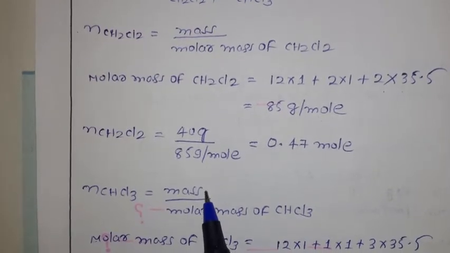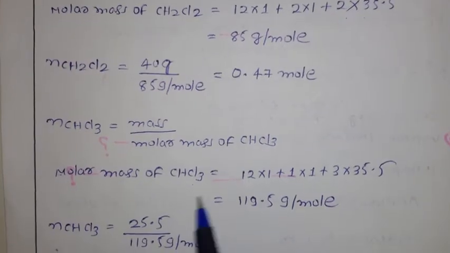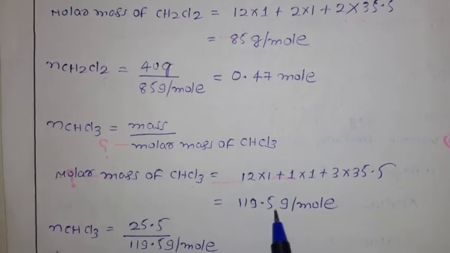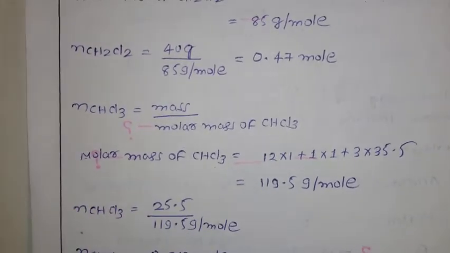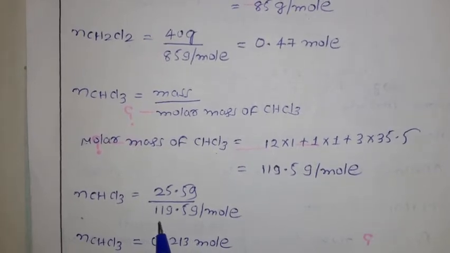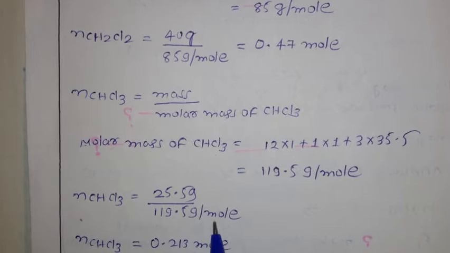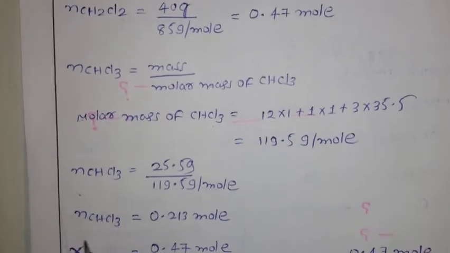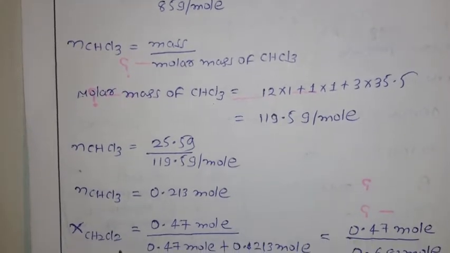The mass is already given: mass by molar mass. The molar mass of chloroform, if you calculate, is 119.5 grams per mole. The mass given for chloroform is 25.5 grams, divided by the molar mass, 119.5 grams per mole. The gram gets cancelled. Now you get the number of moles of chloroform as 0.213. Now calculate the mole fraction here.